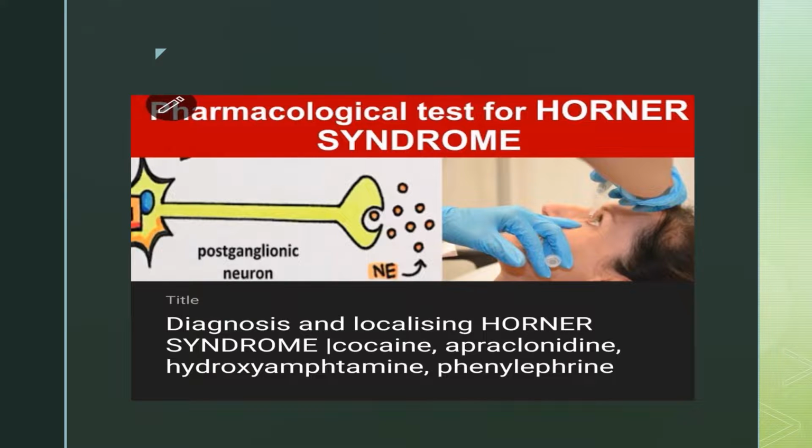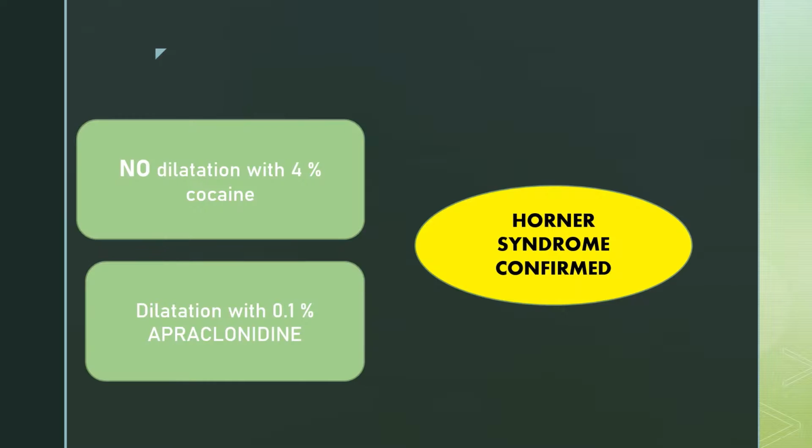Now, if you want to understand the proper pharmacological tests that we do for Horner syndrome, how you diagnose and localize the Horner syndrome with these various drugs, whether it is cocaine, apraclonidine, hydroxyamphetamine, or phenylephrine, I would advise that you visit this video on pharmacological tests for Horner syndrome and clarify your concepts about diagnosis of Horner syndrome.